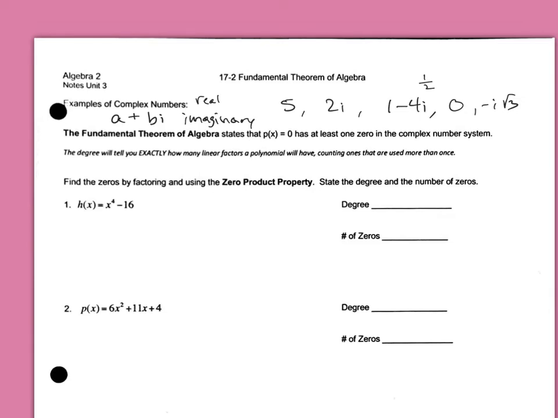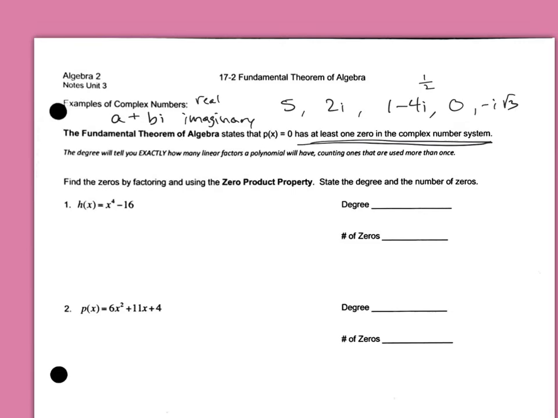So the fundamental theorem of algebra says that you're going to have at least one answer that is a complex number, which makes sense. You're going to have at least one imaginary, you're going to have at least one real, maybe you have 2 imaginaries, but you're going to have at least one that's a complex number.